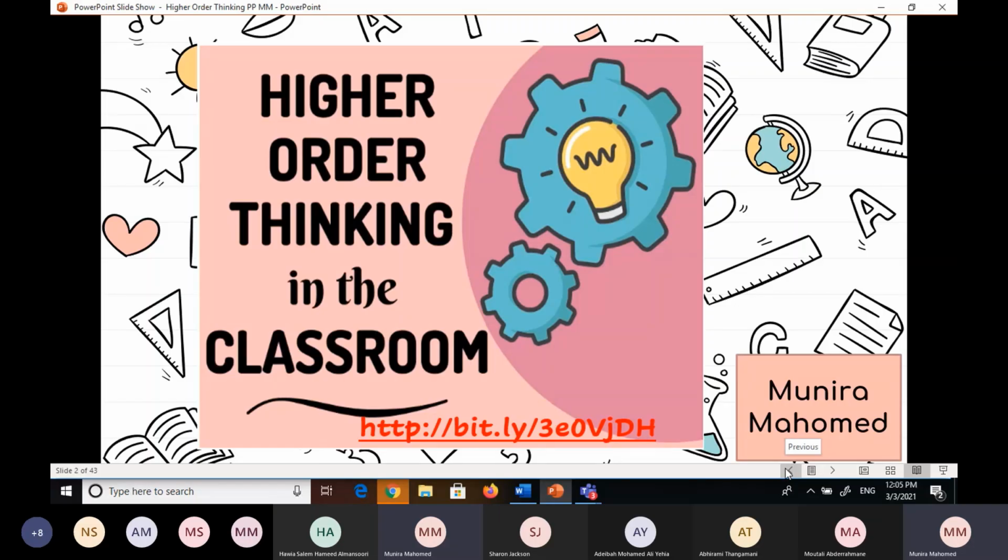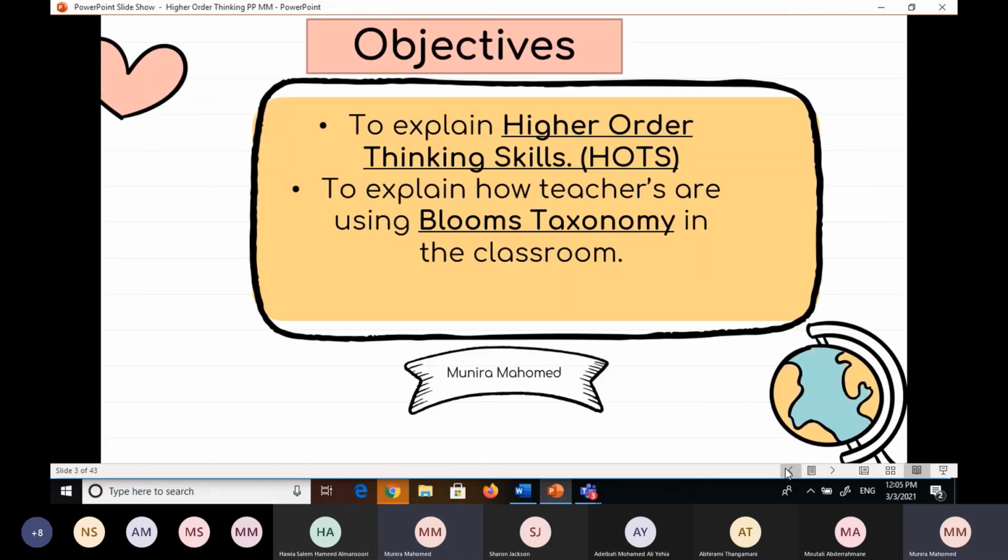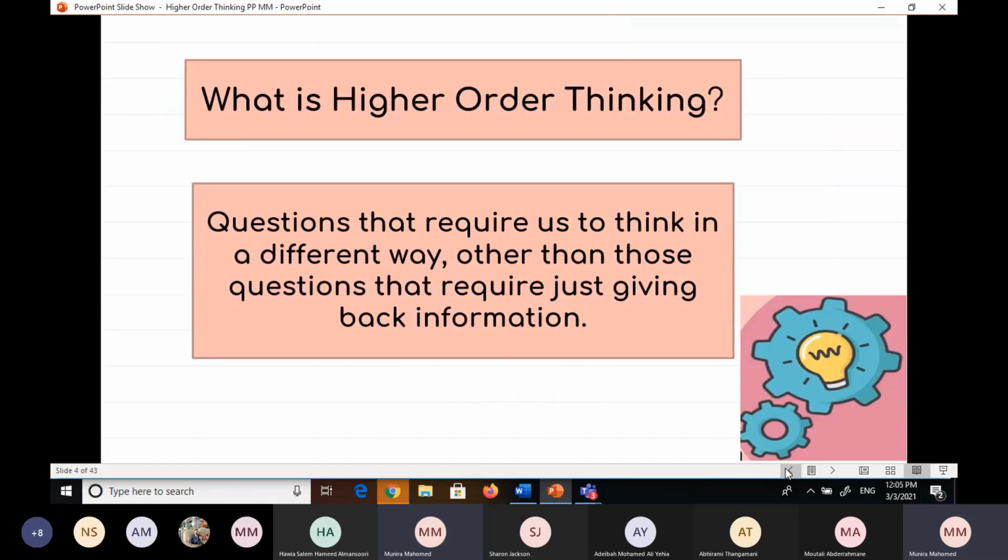My topic is higher order thinking in the classroom. Our objectives for this afternoon: to explain higher order thinking skills, abbreviation HOTS as it is known, and to explain a little bit about Bloom's taxonomy and how teachers are using it in class as well.